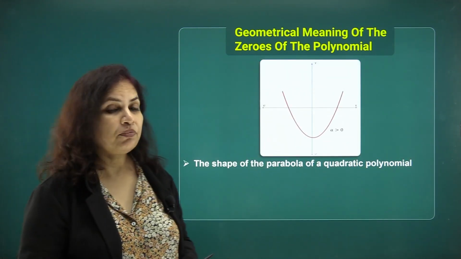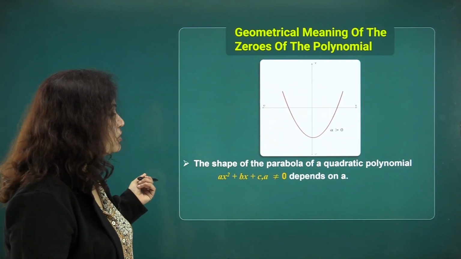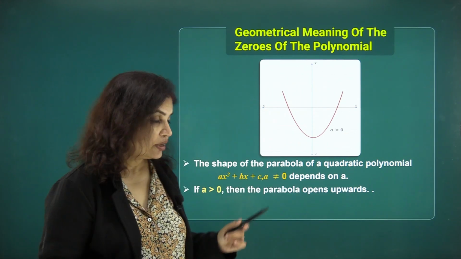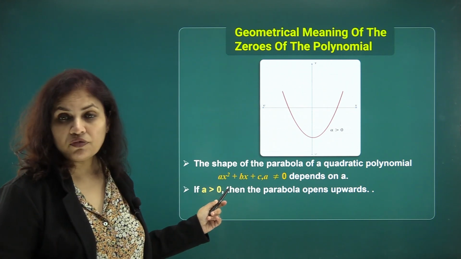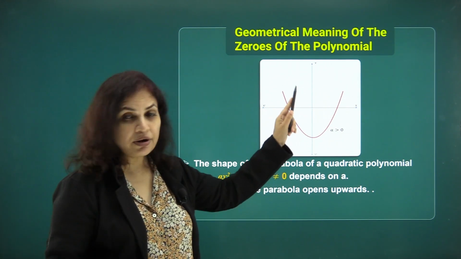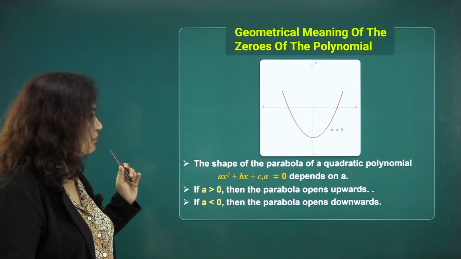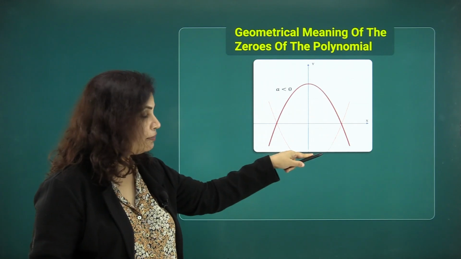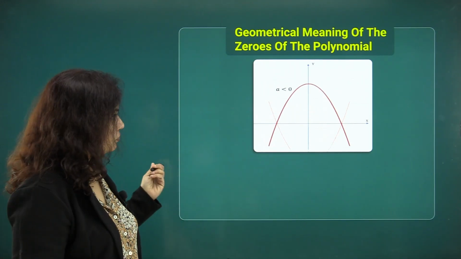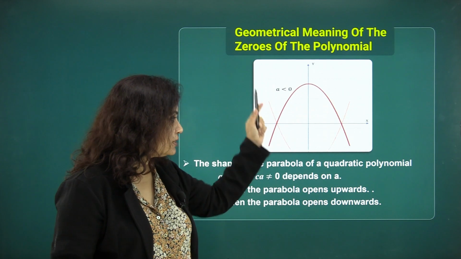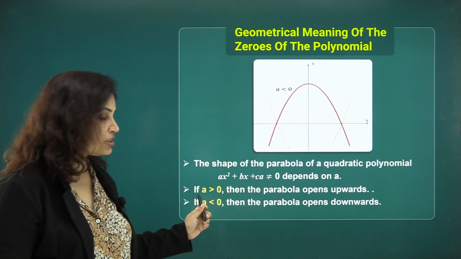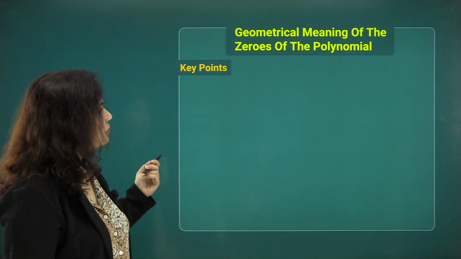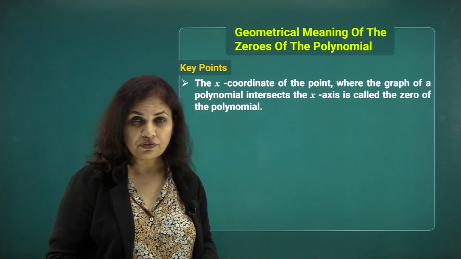the shape of the parabola of a quadratic polynomial depends on whether the value of a is positive or negative. In the polynomial, if the value of a is positive, it will be an upward rising parabola, and if a is negative, then it is a downwards falling parabola, of inverted U form. The parabola opens upwards if the value of a is positive, and it opens downwards when the value of a is negative. Now, let us see what we have learned so far here.